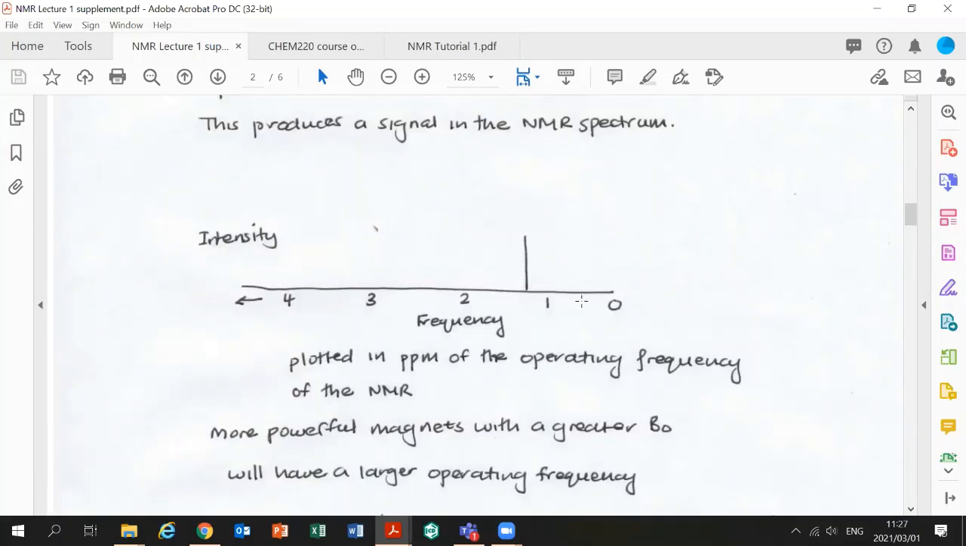So this is a spectrum that you're probably going to see. It's a very simplified picture of a spectrum where I just have one resonance here, just to show you what happens when I do now picture this proton.